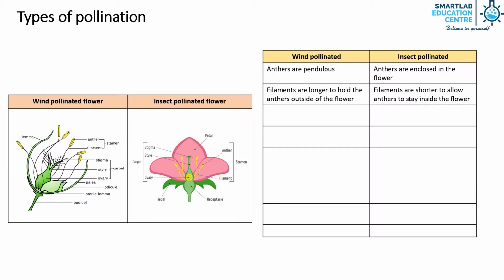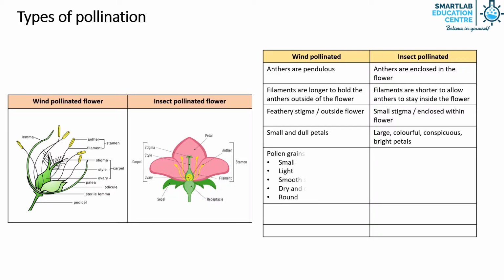Wind-pollinated flowers have feathery stigmas that are outside the flower, whereas insect-pollinated flowers have small stigma that are enclosed within the flower. Wind-pollinated flowers have small and dull petals, whereas insect-pollinated flowers have large, colorful, conspicuous bright petals. The pollen grains of wind-pollinated flowers are small, light, have a smooth surface, dry and dusty and round in shape. The pollen grains of insect-pollinated flowers are large, heavy, have a rough surface, sticky and has spikes.